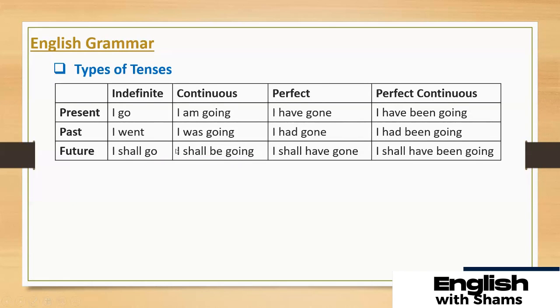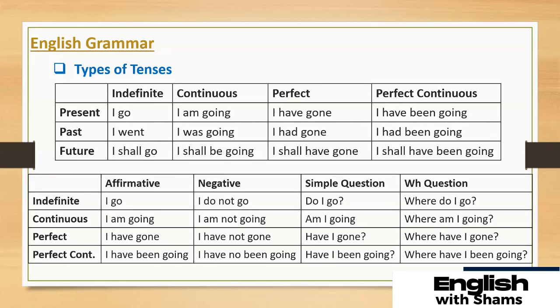So types of tenses. Then here we have again affirmative sentence, negative sentence, simple question sentence, WH question sentence. For example, in case of indefinite, if I take present indefinite, then I go. It's an affirmative, meaning it's a positive, normal sentence, right? Negative, I don't go. Simple question, do I go? WH question, where do I go, right?